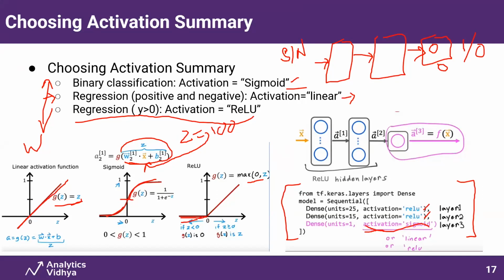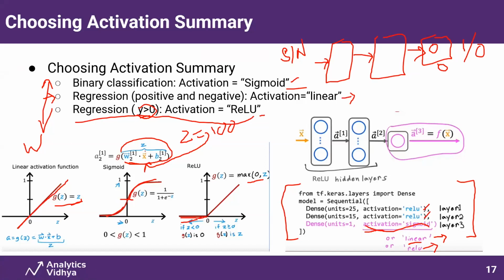So ReLU, sigmoid. Let's say our use case is to predict the price or the temperature. Then it will become a linear activation function at the end. If we have to do a regression where y is always greater than 0, for example the price of a house, price can never go negative, the price of bitcoin can never go negative, so it is always greater than 0, then we use a ReLU function. So this is how activation functions work.